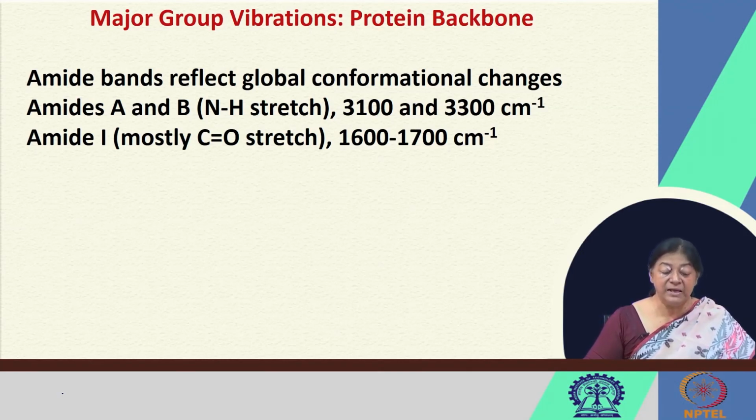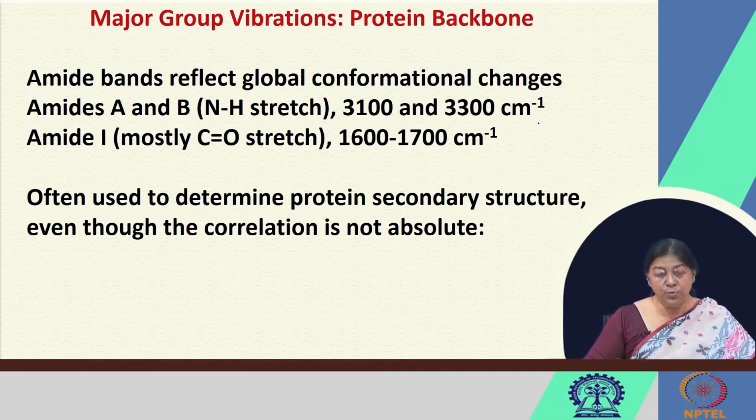So, we have amides A and B that comprise the NH stretch that is seen at 3100 and 3300 wave number, that is given in centimeter inverse, and amide 1 that corresponds to the C double bond O stretch. So, variations in the NH and the CO stretch give us indication that there are some interactions involved. The interactions we know in terms of CO and NH are possibly hydrogen bonding interactions, and where do we see these primarily? We see them in protein secondary structures.